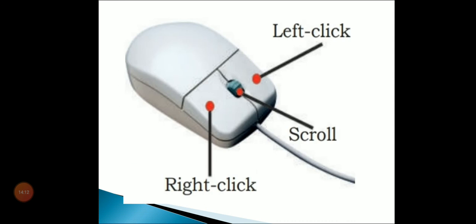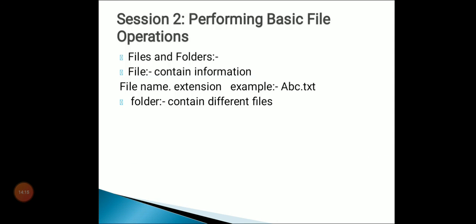Okay, basic operations of computer. Session number 2 is performing basic file operations. File operations: what is a file and what is a folder? File is a collection of information. In MS Word if I make any document, that one is a file. In Excel if I make one sheet, that one is also a file. So file is a collection of information.